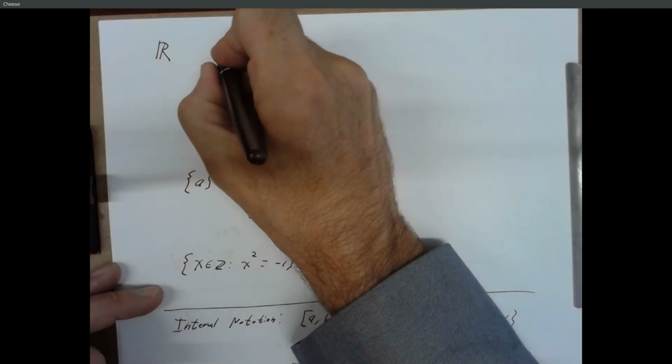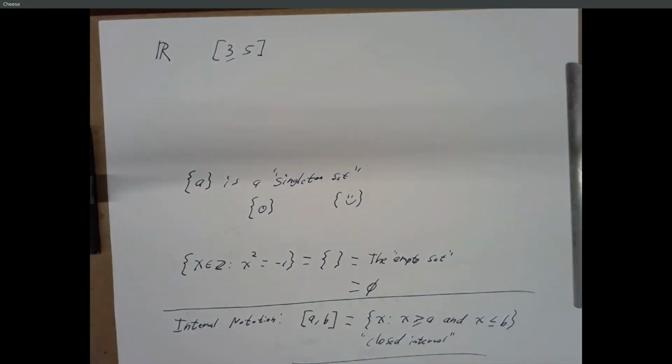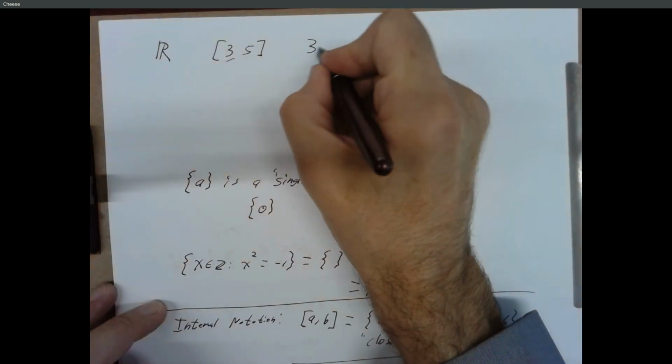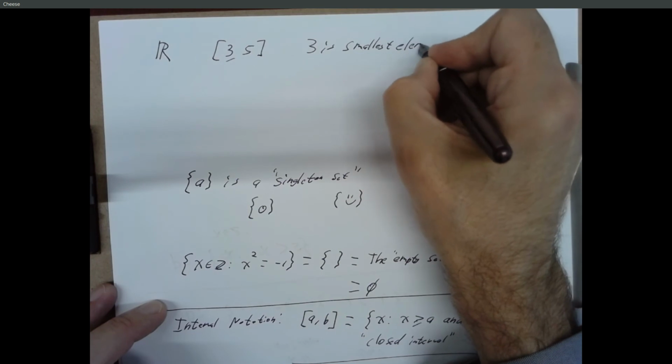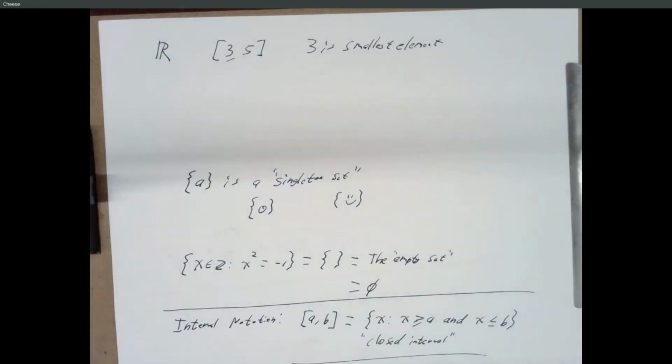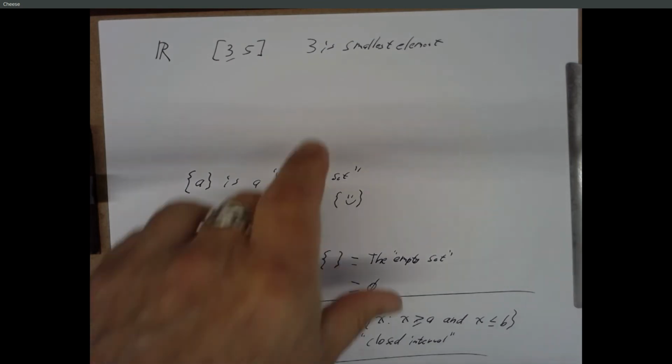But let's look at the real numbers, and let's look at the interval 3 comma 5. It's a collection of real numbers, bigger than or equal to 3, less than or equal to 5. What's the smallest real number in this set? 3, right? It's got an infinite number of elements, 3, 4, 4.26, 5, 7, 3, and so on. But 3 is the smallest element.